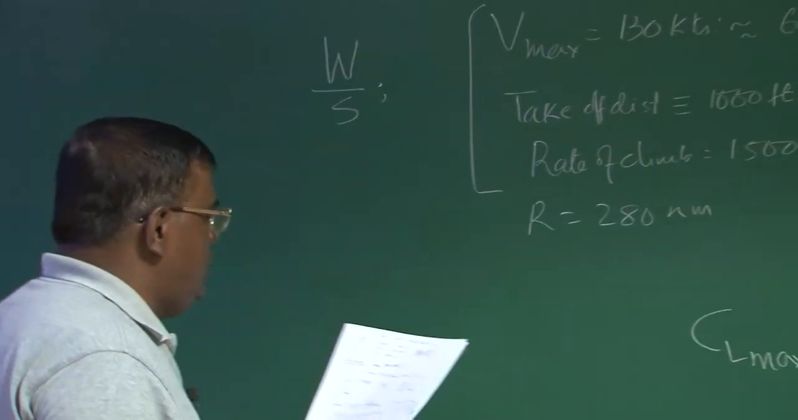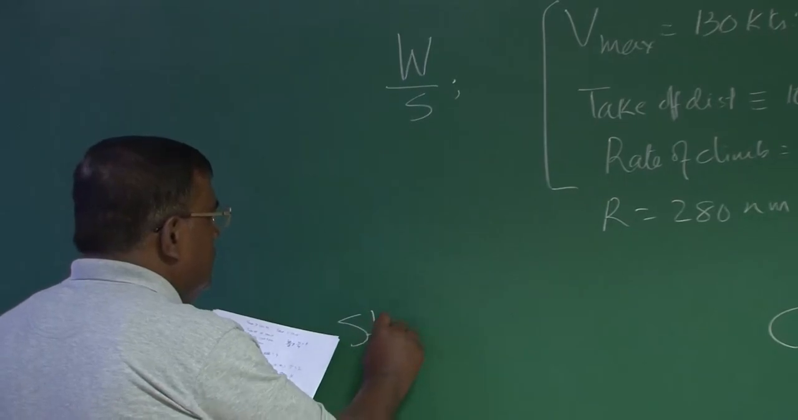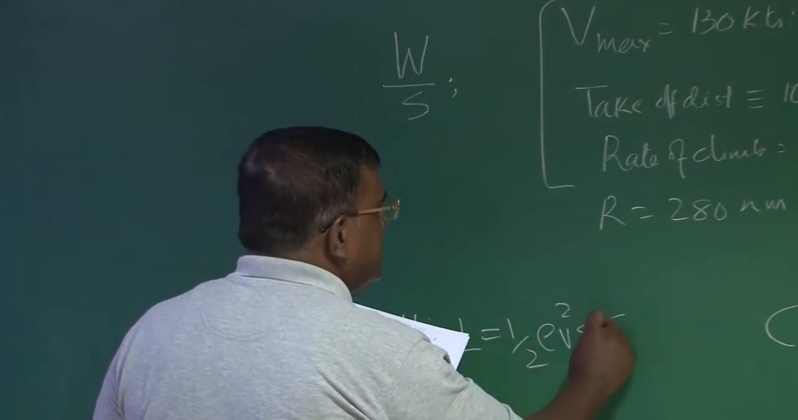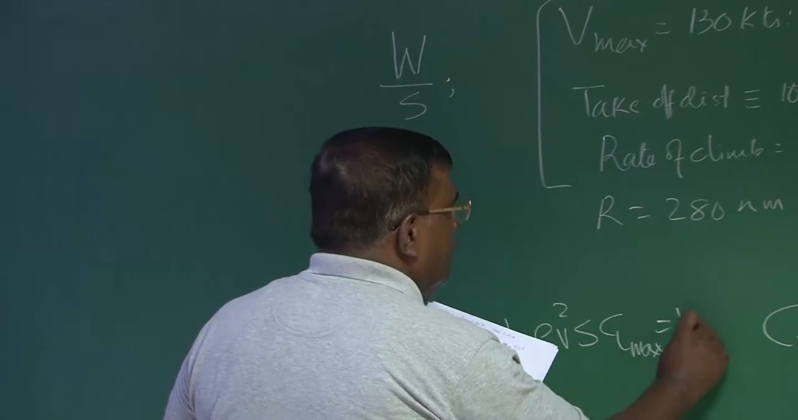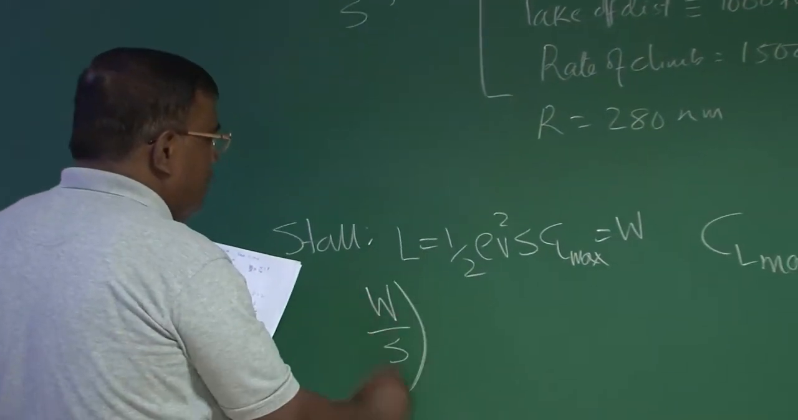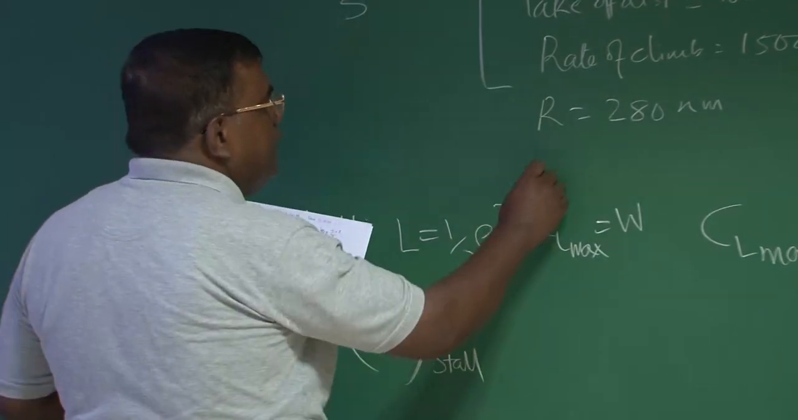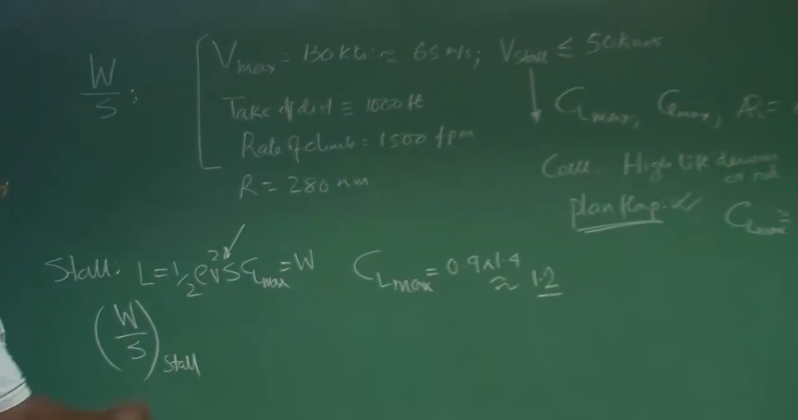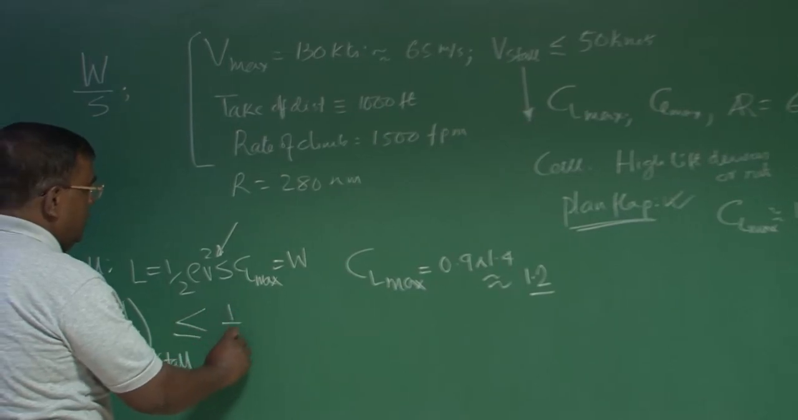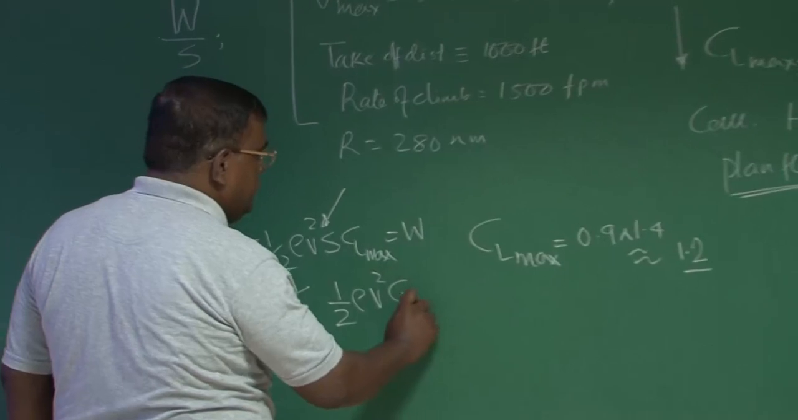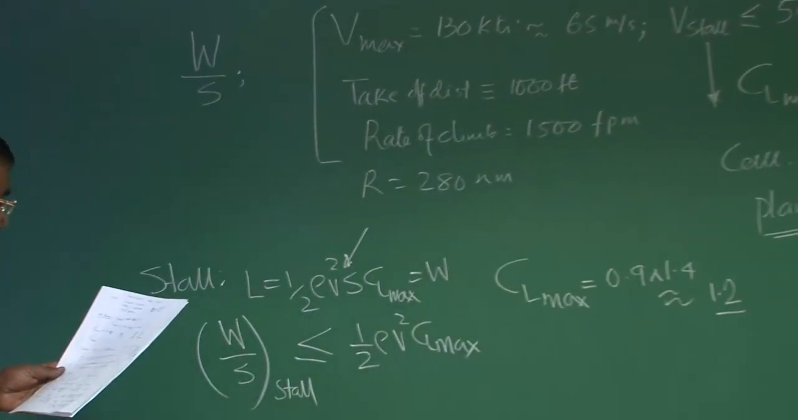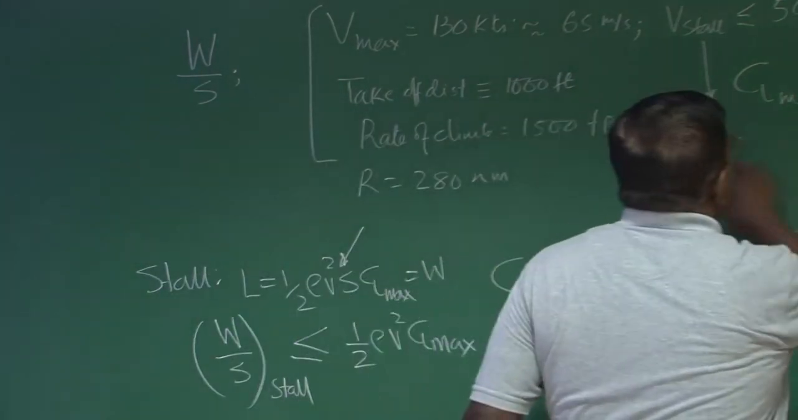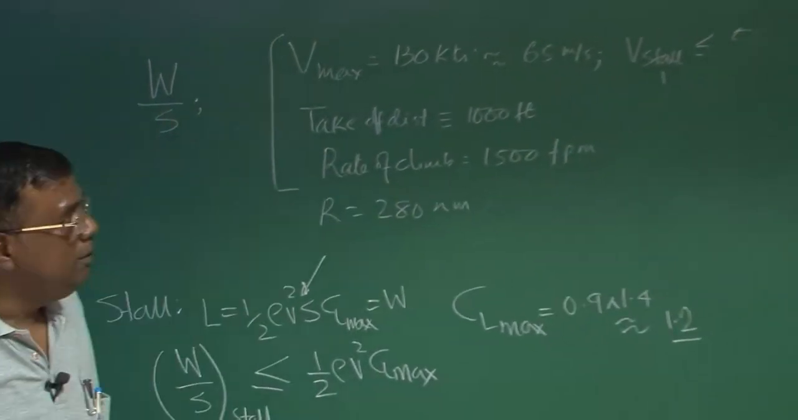So if CLmax is 1.2, then I know for stall, lift equal to half rho V square S CLmax, that equal to W. So W by S stall, if I am to maintain that V stall should be less than 50 knots, then I can say W by S stall should be less than or equal to half rho V square CLmax. And let us say the density of air in FPS I am taking for a particular altitude is close to sea level. In fact, it is sea level.